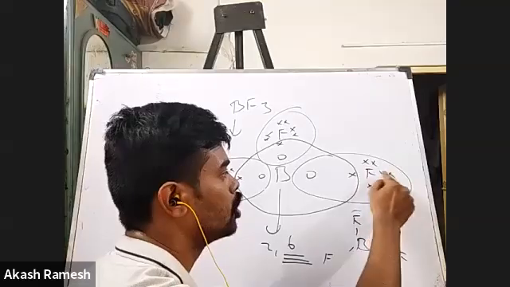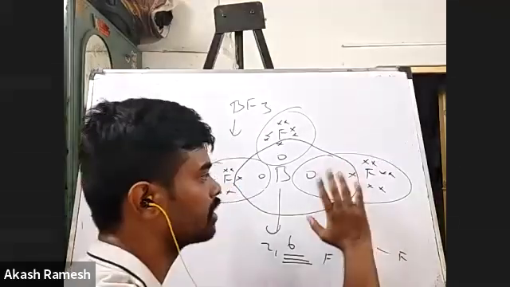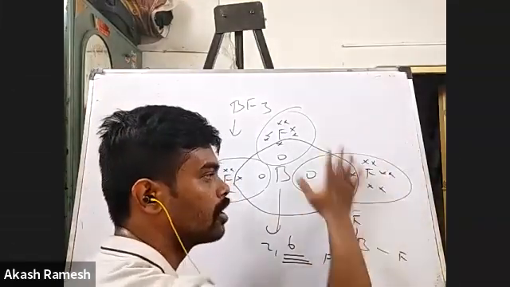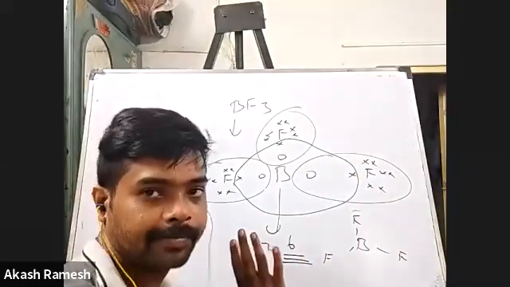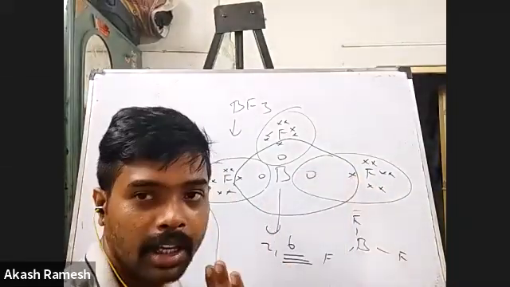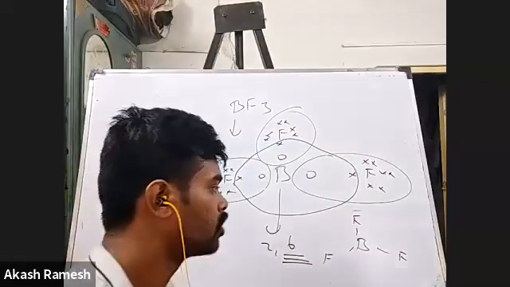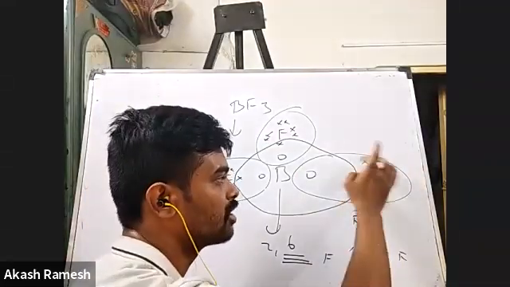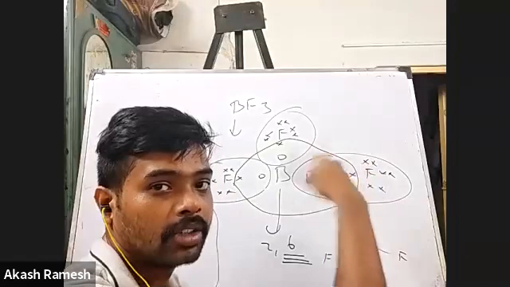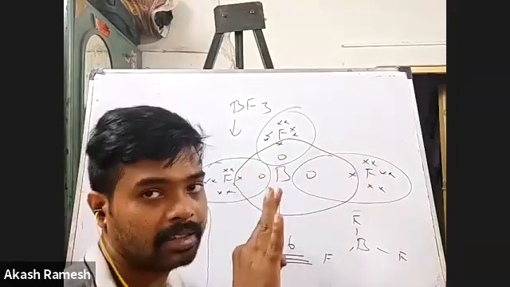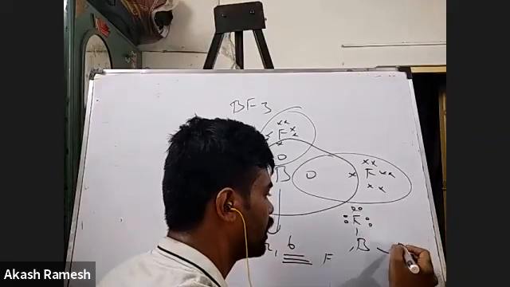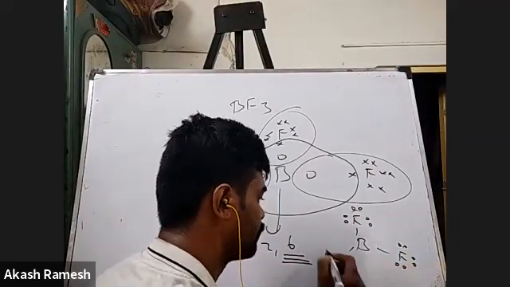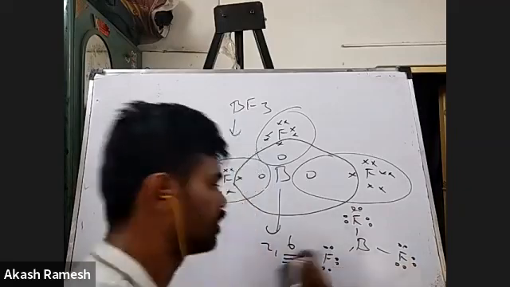So 1, 2, 3, totally 6 electrons. Out of the 7 electrons in the valence shell of fluorine, only 1 of them is involved in bonding. The other 6 electrons are not involved in bonding. So 6 electrons means 3 electron pairs, so I have 3 lone pairs on each of the fluorine atoms. This is how you represent it.